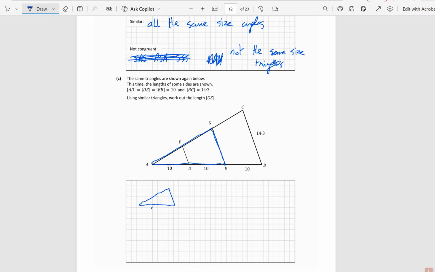Fill in as much as I know. I know it's 20. Why? Because it's 10 plus 10. I don't know what that is though. Okay, this side here, that's what I'm actually looking to find.